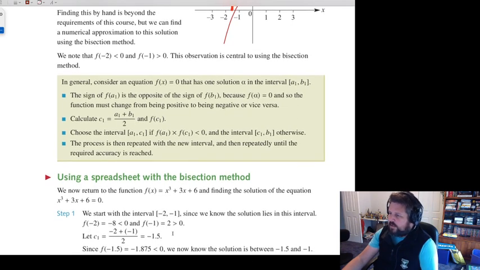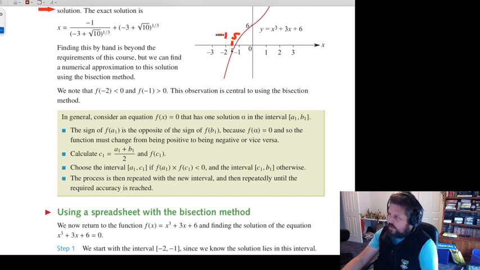Substituting in, we get its value is negative 1.875. So it's a negative value, something that's less than 0. Because it's still negative at this point, we now know the solution is going to lie between negative 1.5 and 1, because that was negative and that was positive. The ends were different signs.